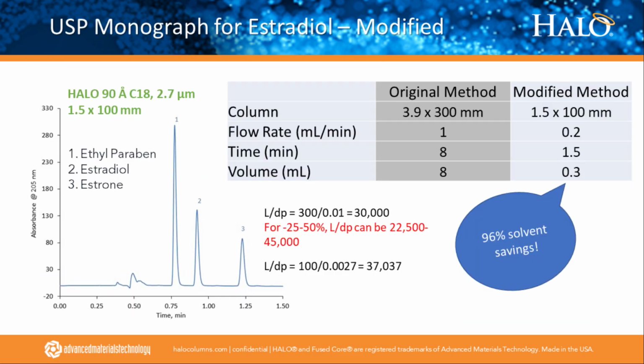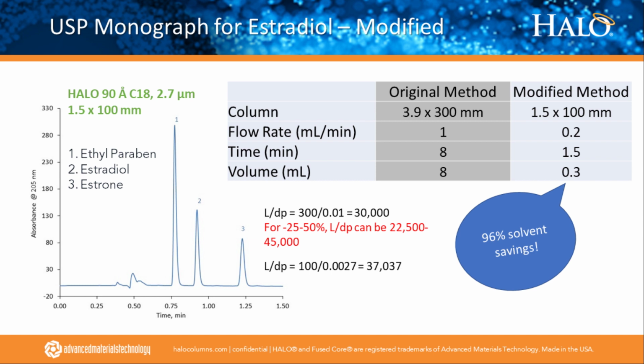Here's an example using the USP monograph for estradiol. We took a Halo 90 angstrom C18 column in 2.7 micron particle size and 1.5 by 100 millimeter dimension. And going to the smaller 1.5 millimeter ID, what we're able to do is really save a lot of solvent by running at much lower flow rates.